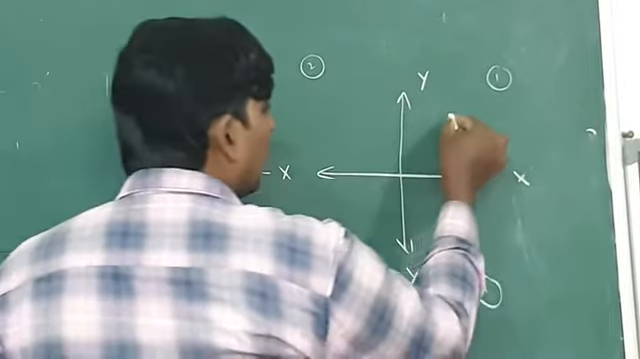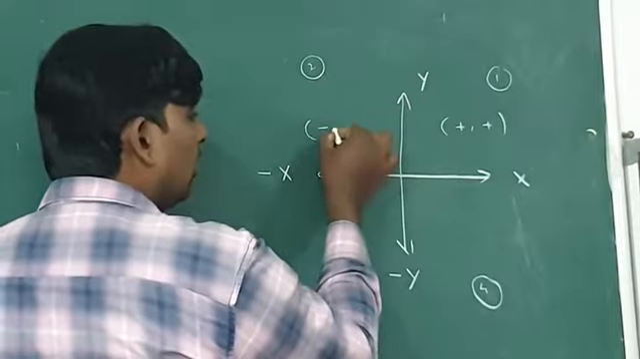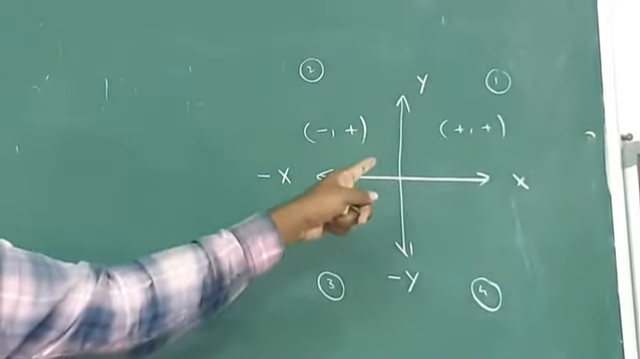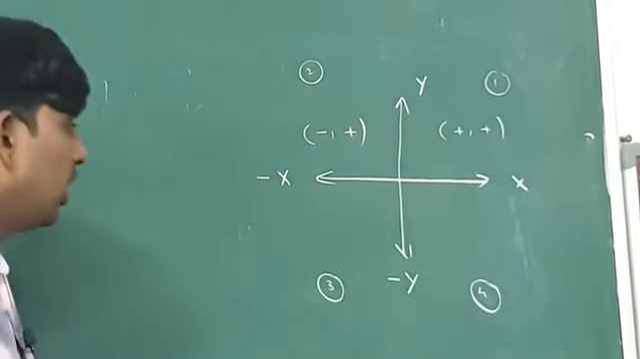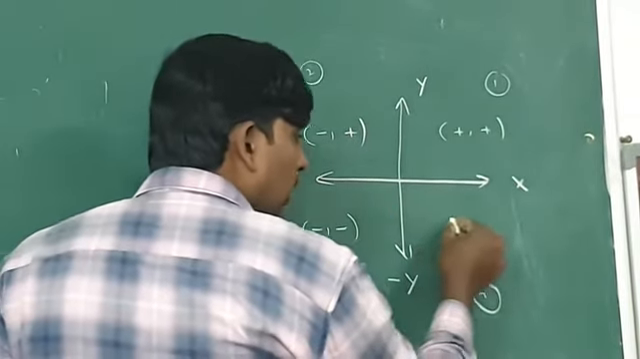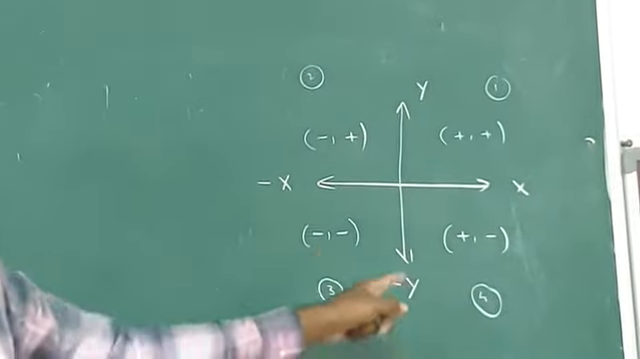In the first quadrant, x and y both are positive. In the second quadrant, x is negative, y is positive. In the third quadrant, x and y both are negative. In the fourth quadrant, x is positive, y is negative.